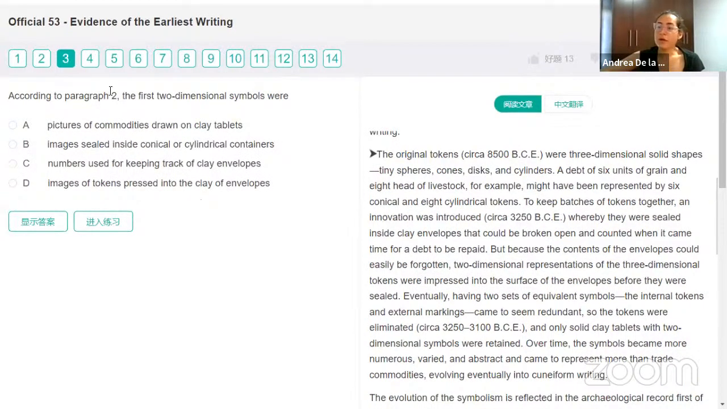No dice nada más, así que descartamos uno por uno. The next one says, according to paragraph 2, the first two-dimensional symbols were, we have a detailed question. Let's see.